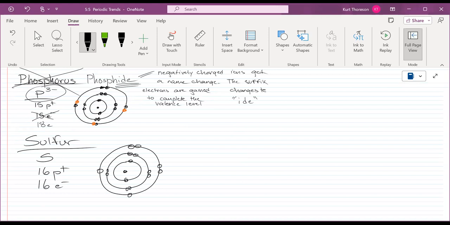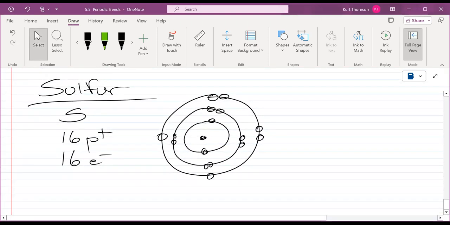Let's see, who should I pick on? Isabella, how many valence electrons does sulfur appear to have? Do you know what valence means, Isabella? That's a yes or no question. Don't just look at me. A valence electron is an electron that is on the outermost energy level. So what energy level appears to be the highest, the first one, the second one, or the third one? And how many electrons does it have on the third energy level? That's correct. It has 6 valence.